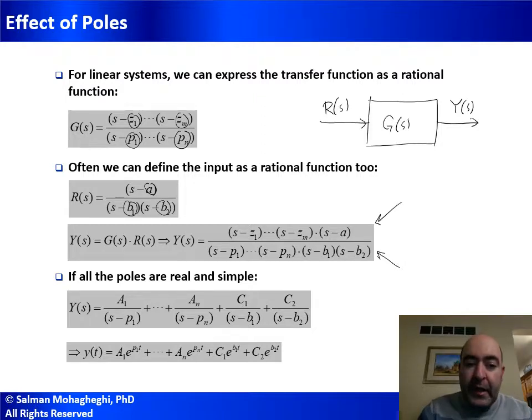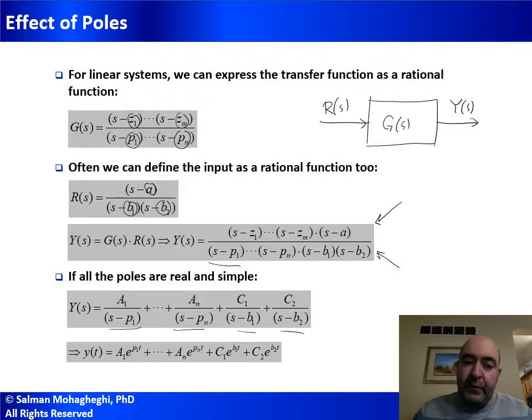So one is going to have s minus p1, as you can see here, s minus p2, s minus pn, b1, b2, and so on. You notice here that I'm assuming all the poles are real and simple. On the next slide, we will change this assumption, but for now, let's do it in the most simple way.